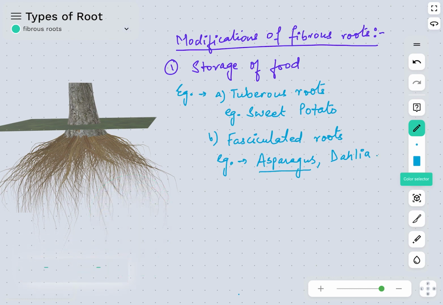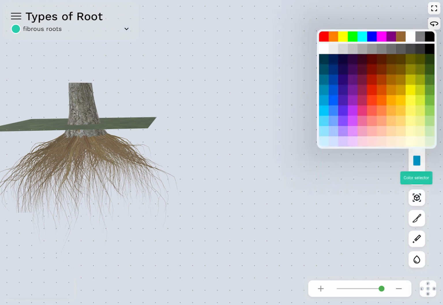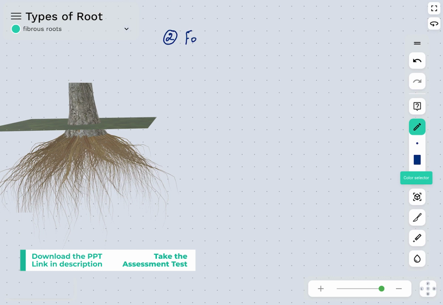All right. Now, these fibrous roots are also modified for performing mechanical support as well. So if you look into the mechanical support or mechanical functions, this is one of the prime functions of the fibrous root systems. All right. So the first was for storage of food, and the next category will be for mechanical support.